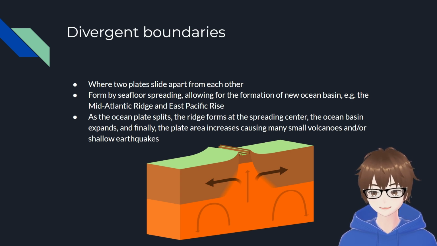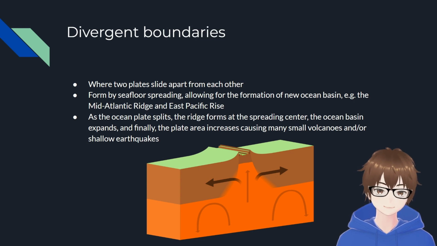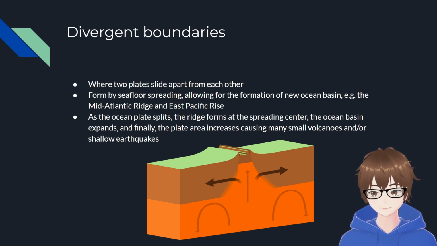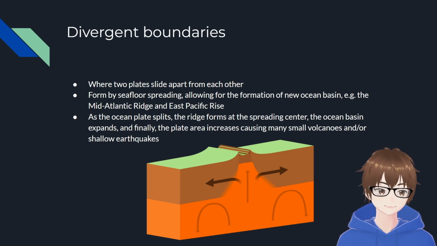As the ocean plate splits apart, the ridge forms at the spreading center, and the ocean basin expands. Finally, the plate area increases, causing many small volcanoes or shallow earthquakes. So this is where basically some lava will come to the surface and instantly be turned into, I guess, new seafloor. And that's why they said that a new ocean basin is made. So some of the lithosphere and ocean basin is going underneath. This is where some more is coming to the surface and being made.